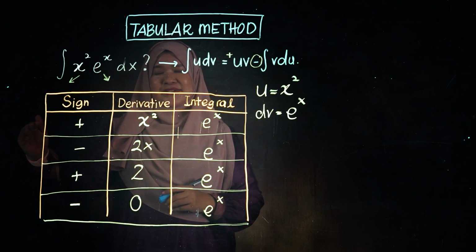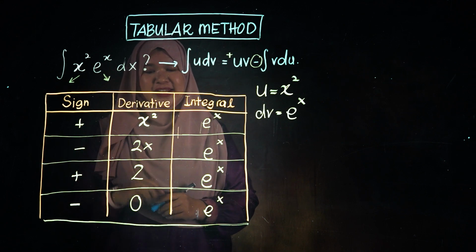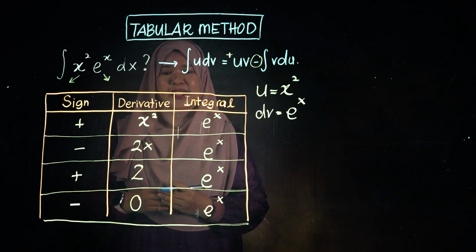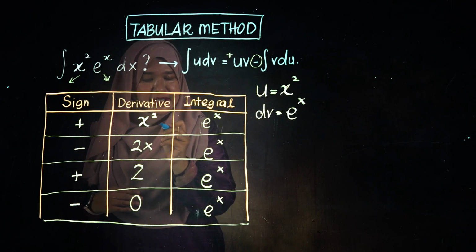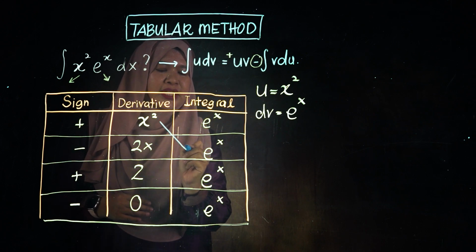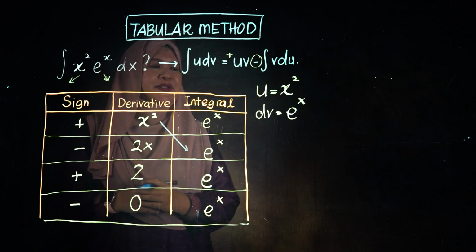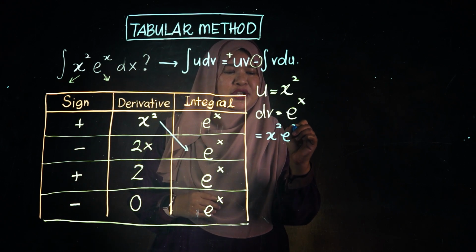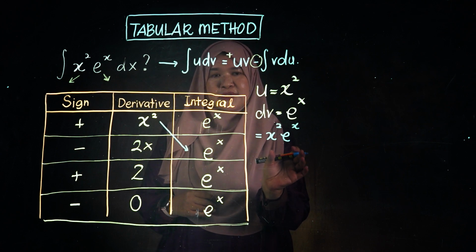Now, take a look at the first entry. We get the positive sign here. And then what we need to do is multiply the first entry in the derivative column with the second entry in the integral column. So we get the answer x squared e to the x. This is the first term of the answer.